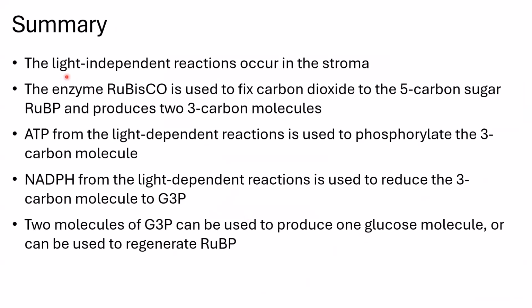In this video, we learned that the light-independent reactions take place in the stroma. At the beginning of the reactions, the enzyme Rubisco is used to fix carbon dioxide to RUBP, which produces two 3-carbon molecules. ATP from the light-dependent reactions is used to phosphorylate the 3-carbon molecule, and then NADPH from the light-dependent reactions is used to reduce it to G3P. The G3P can be used to produce glucose, or be used to regenerate the RUBP.